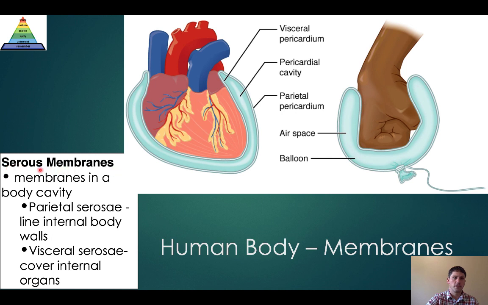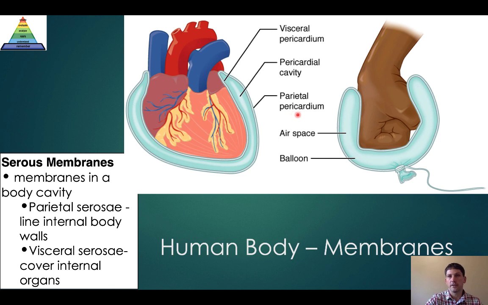As you can see over here. And so these membranes are around these body cavities. Now that helps to reduce friction, and it also helps to reduce the spread of disease throughout our body. So there's two layers generally that we associate with these, and so we have our parietal serosa. In this case, because we're talking about the heart, we have our parietal pericardium.